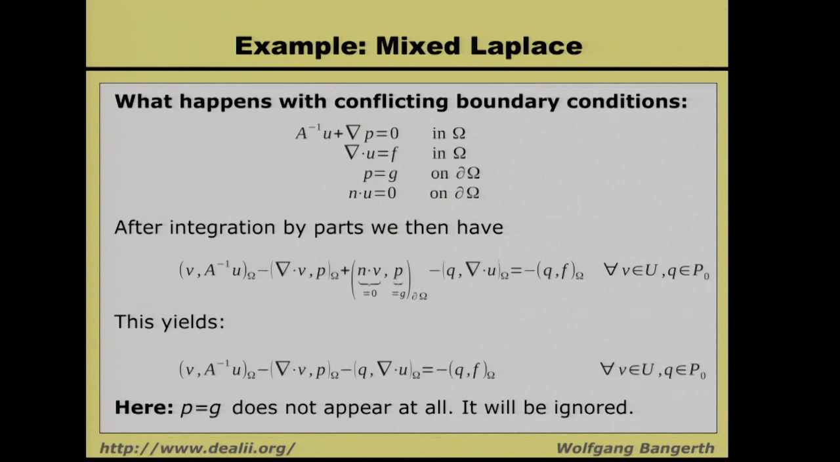What happens if, for example, you wanted to impose two different boundary conditions on the same piece of boundary? Let's assume, for example, you wanted to prescribe both the pressure p equals g and that there is no normal flux on that part of the boundary. Well, then you end up with a term here where you can replace p by g, but n dot v equals 0. And so that whole term on the boundary here disappears, and the bilinear form that you will find does not involve this g at all. So what that means in essence is that the boundary condition p equals g will not be enforced. It will simply be ignored.